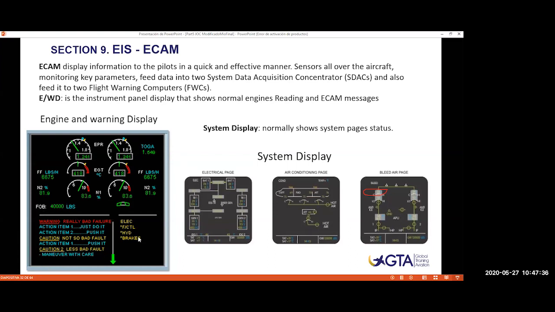Remember, the name of this one is display unit, not a screen, not a television, display unit. This one is what we call the engine and warning display, and this one is the different displays of the systems, the system display on the second screen.